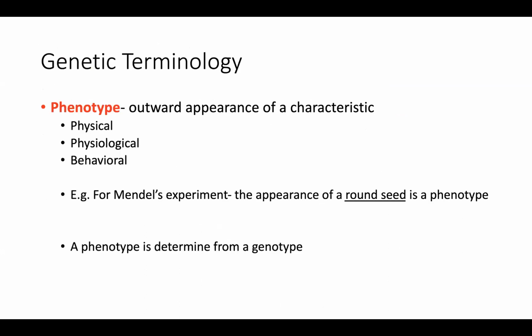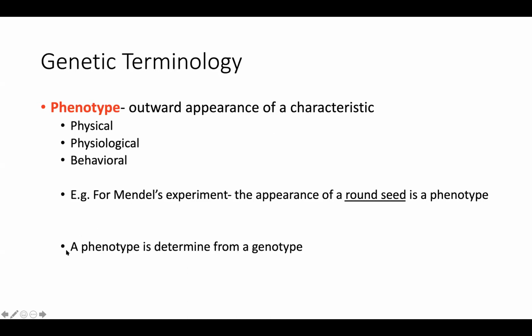Then you have what we call the phenotype, right? The phenotype is your outward appearance of characteristics. So this is what you look like physically, okay? This is your physical features. This is how you're functioning from a physiological standpoint. This is your behavior. These are all the features that we're able to see from sort of an outward manifestation. And your phenotype is determined by your genotype.